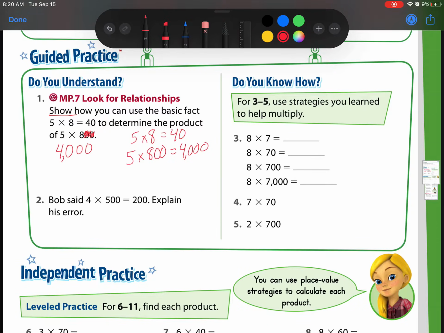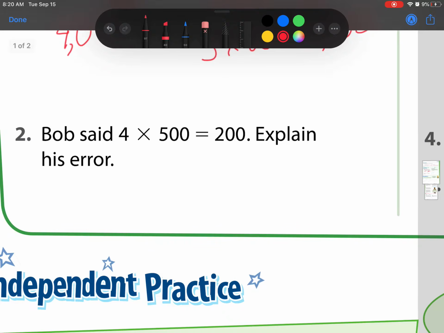Now let's head to number 2. It says Bob said 4 times 500 is 200. Explain his error. Well, first, we know that doesn't make sense because 500 is bigger than 200. And when we multiply, our numbers should get bigger. So I know right away he has a mistake. So let's check it out. Let's take those zeros off. 4 times 5 is 20. And then let's add those zeros back on. So we need to add 2 zeros back on. So that's 1, 2. So it should be 2,000.